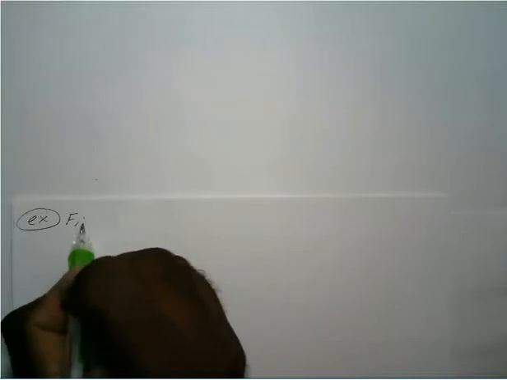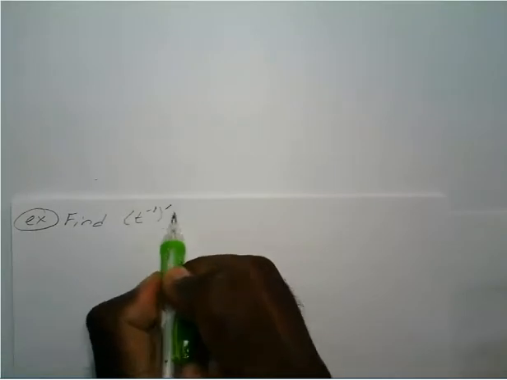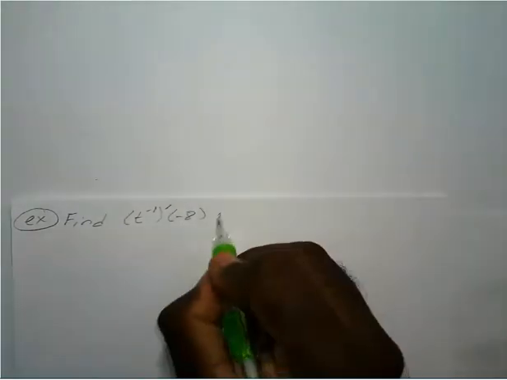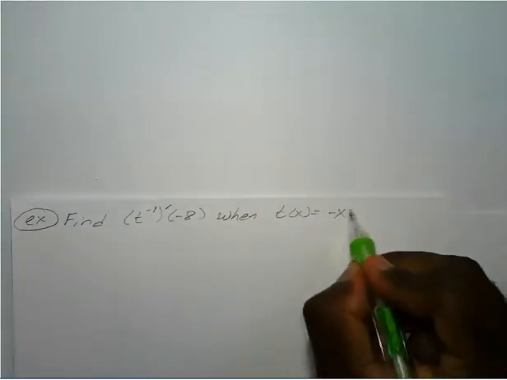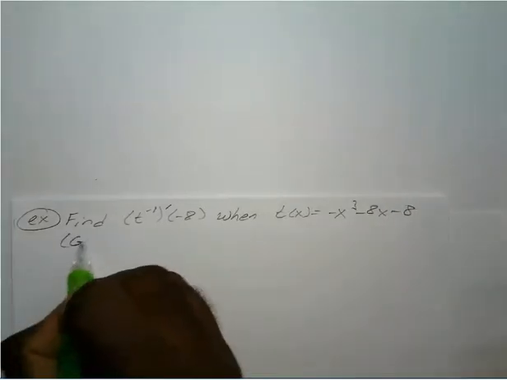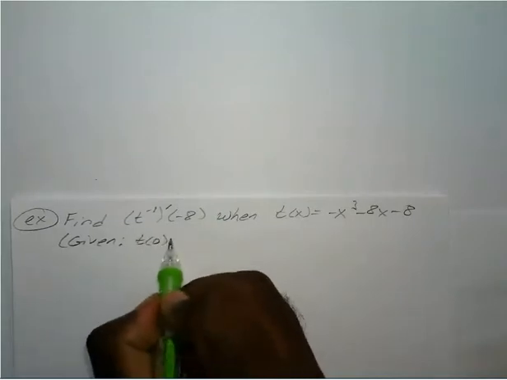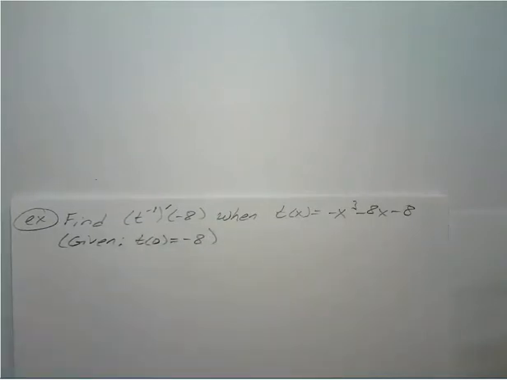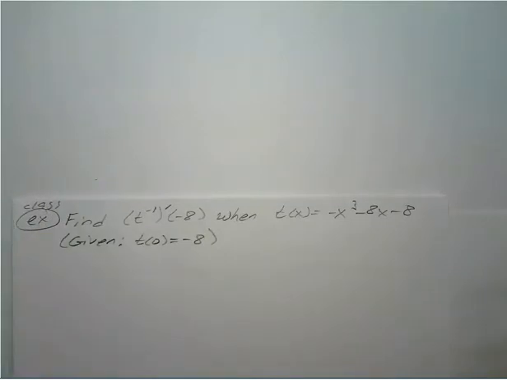Okay. So what if we want to find t inverse prime at -8 when t of x is equal to -x to the third minus 8x minus 8. And that's given that t at 0 is equal to -8. Now what I want you to do, go ahead and press pause and use the same process from the previous example to solve this one.